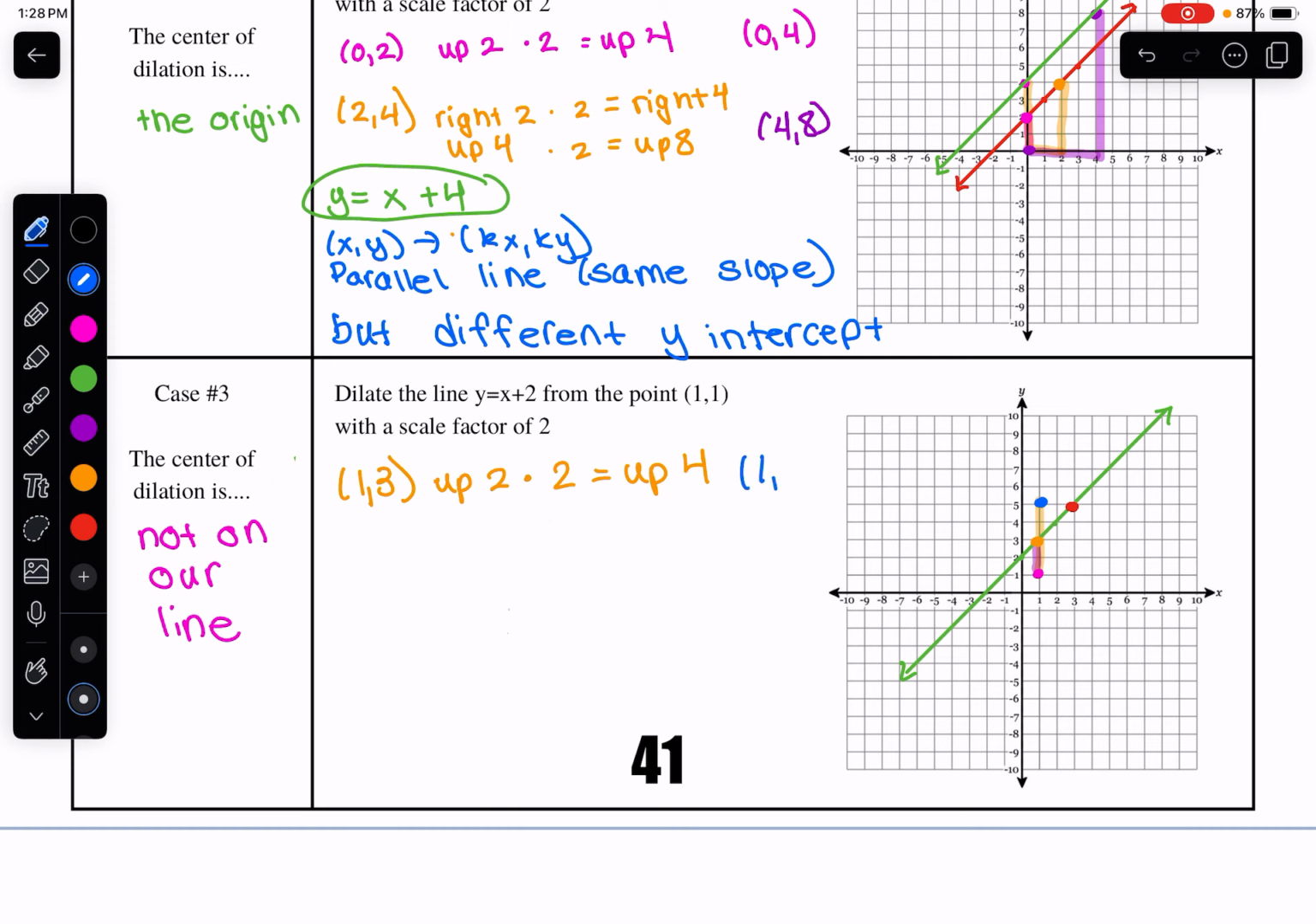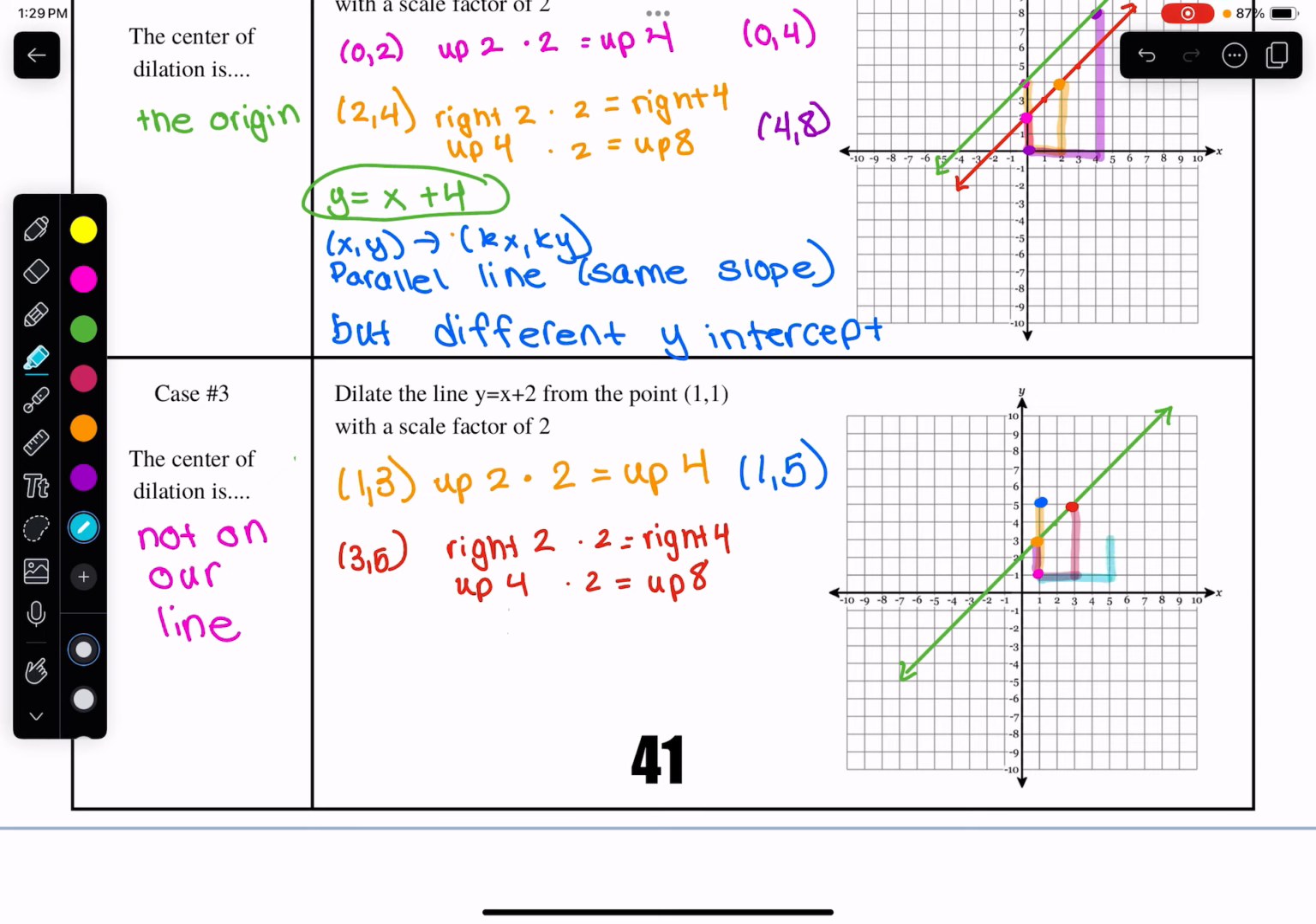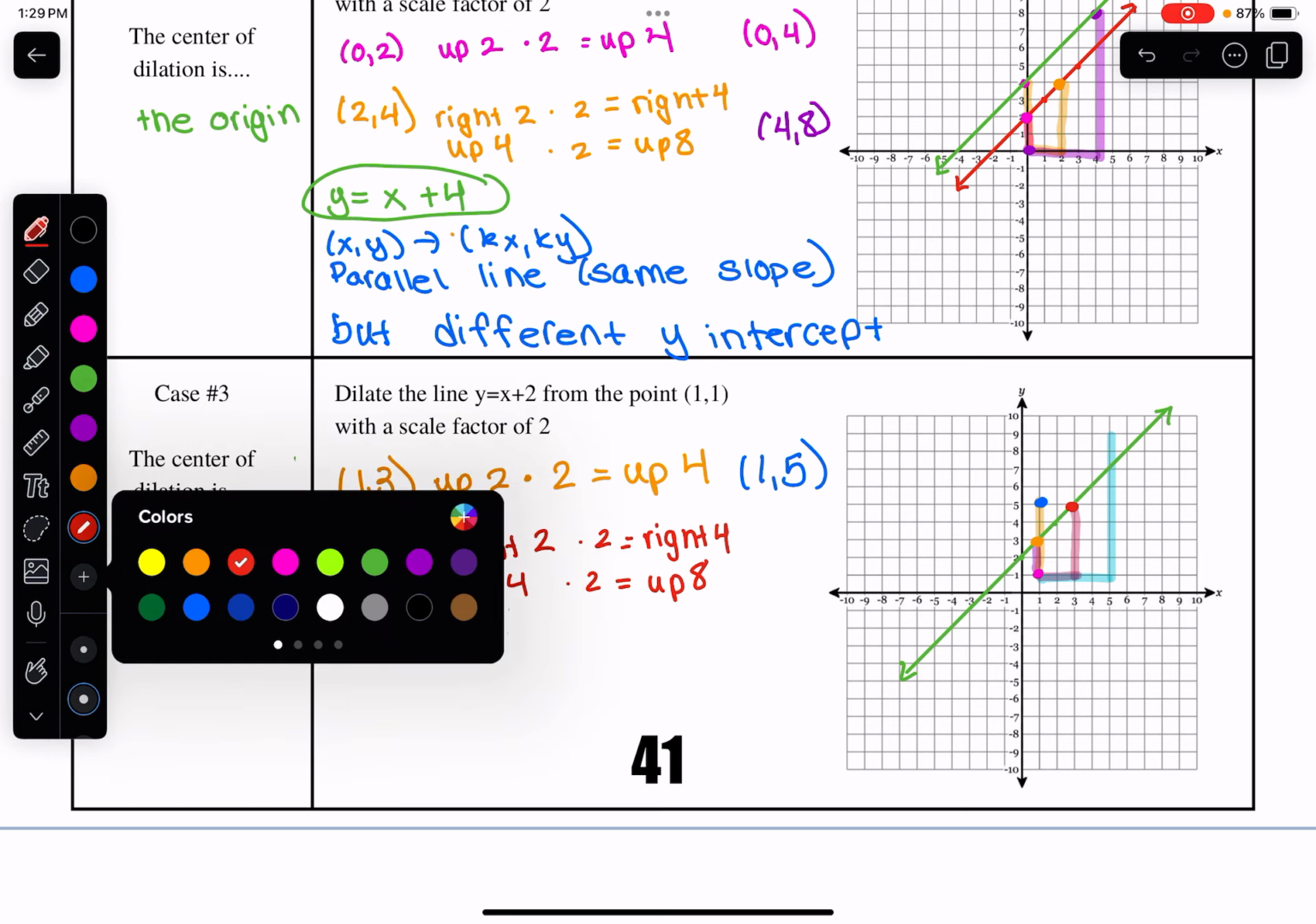Now for my other point, I'm starting at 3, 5. And if I go from my center, I would have to go over to the right 2, up 4. Multiply both by the scale factor. So I'm going to the right 4 and up 8. So I go back. I'm going to go to the right 4, and now I'm going to go up 8. So my new point will be at 5, 9.